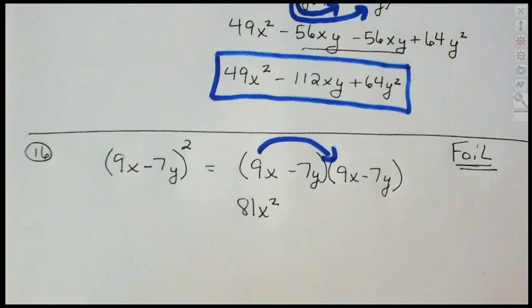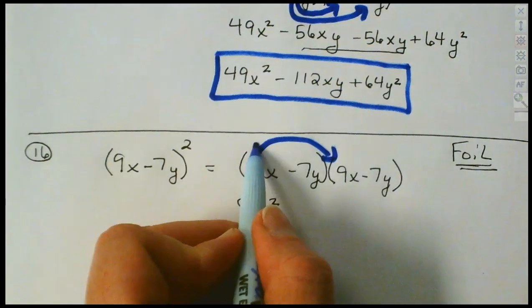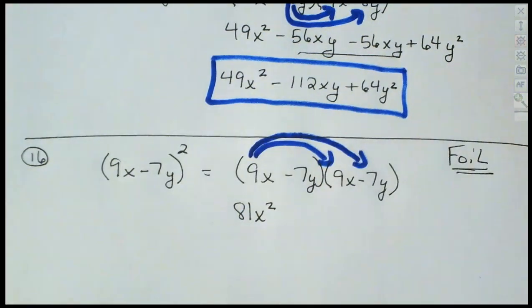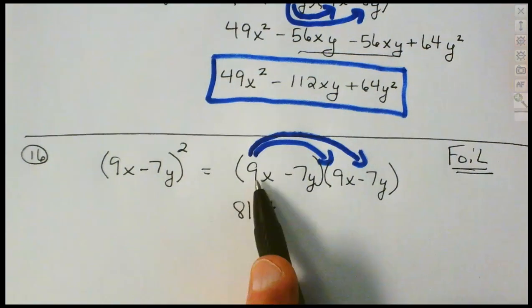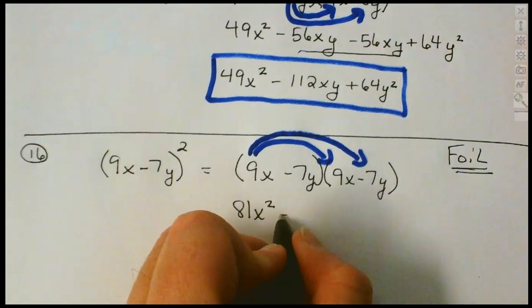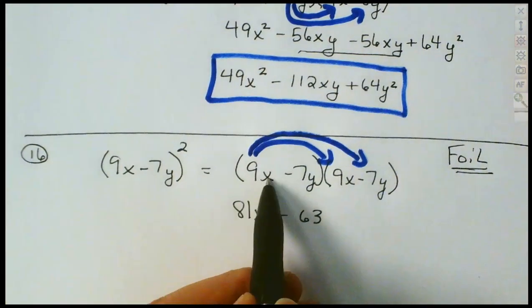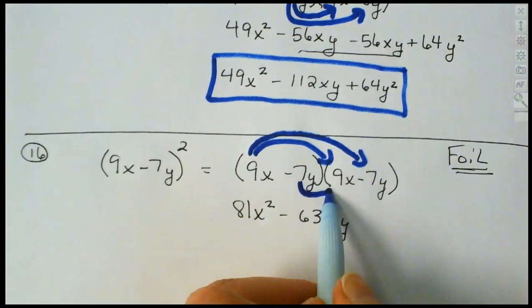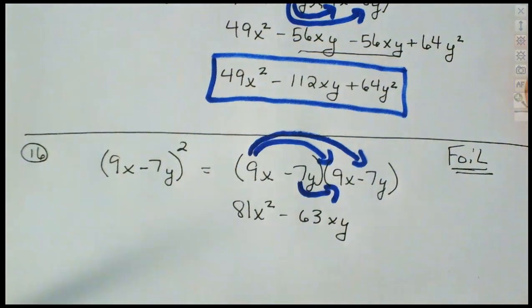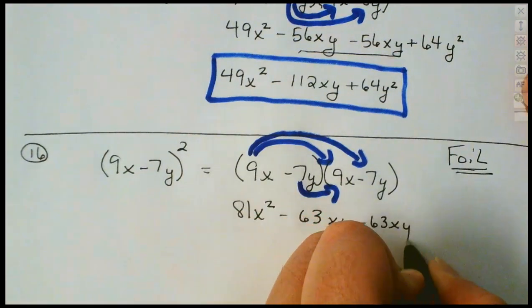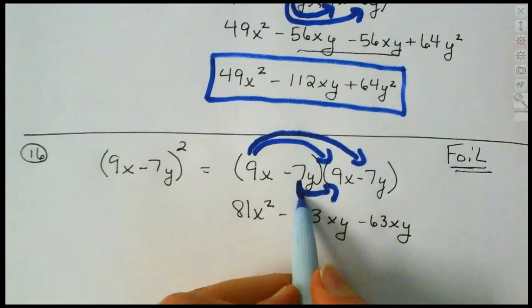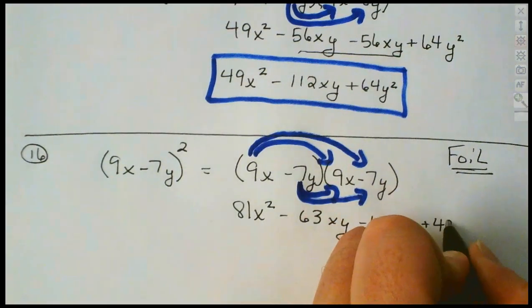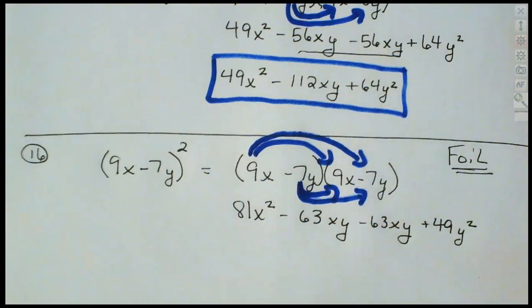And we do the outside times the outside. Just make sure you get all four. The order doesn't really matter, but we normally write them in the same order every time, just so you have consistency. So 9 times a negative 7. That's a minus 63, x and y. Inside and inside. That's another negative 63 xy. And last times last, negative and negative makes it positive. 7 times 7 is a 49. Y times y is y squared.